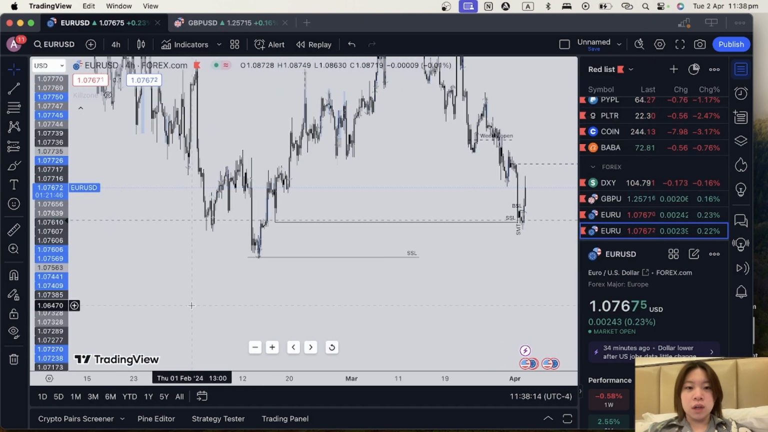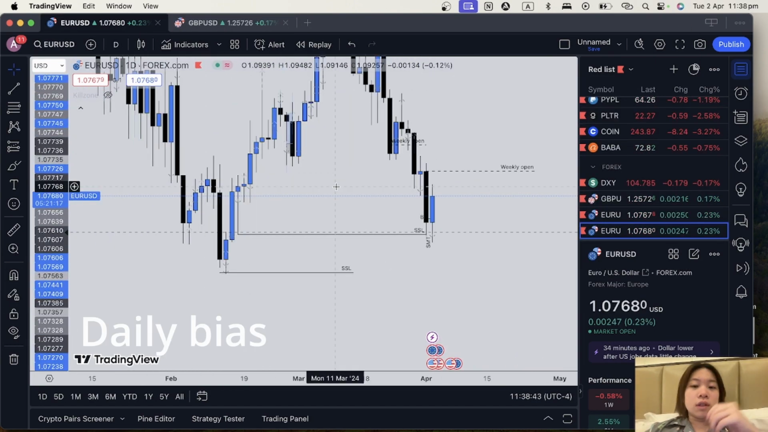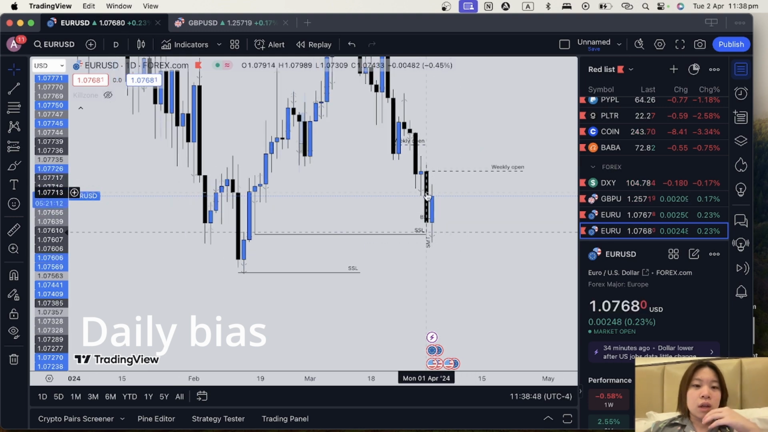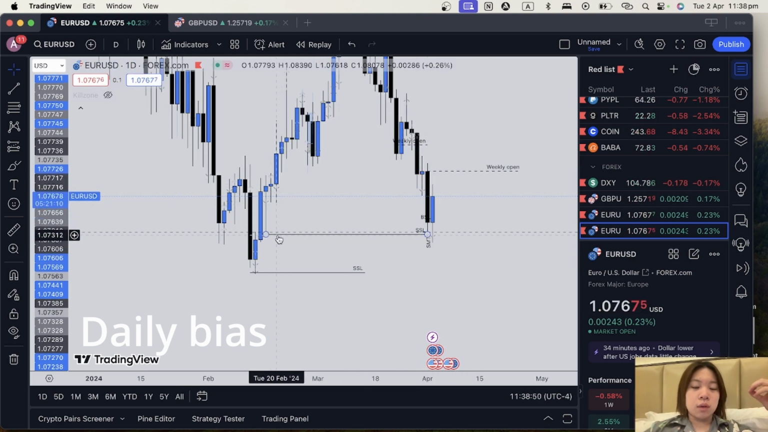So I'll just go over both the trades with you guys right now. On the daily, as you can see, this is the weekly open. We're very oversold right now, we're all the way down. And we just swept this sell side liquidity.